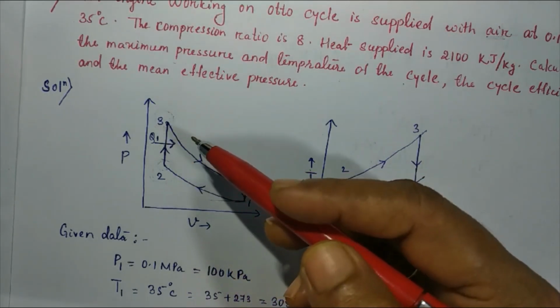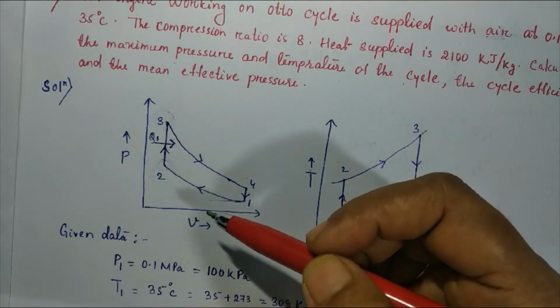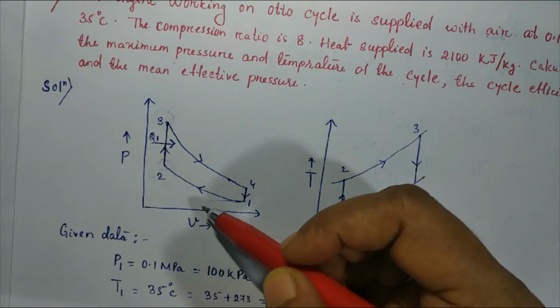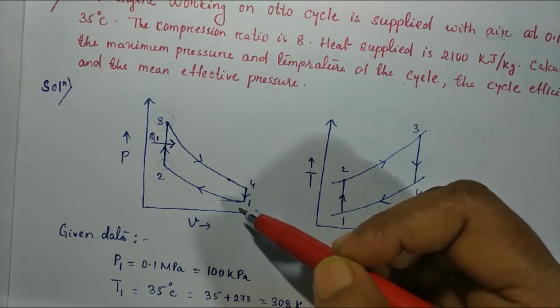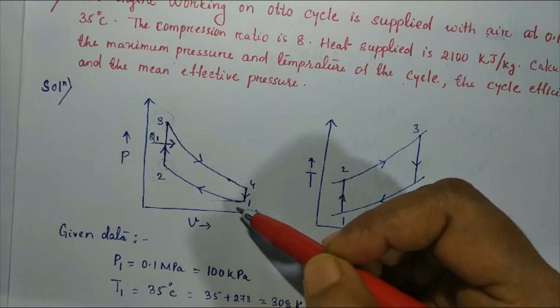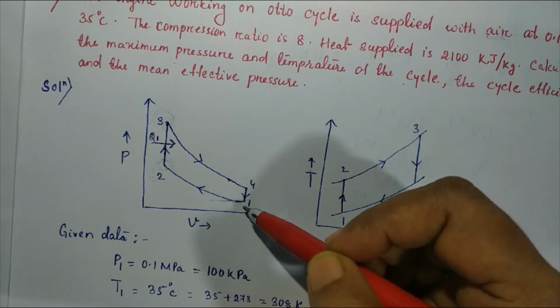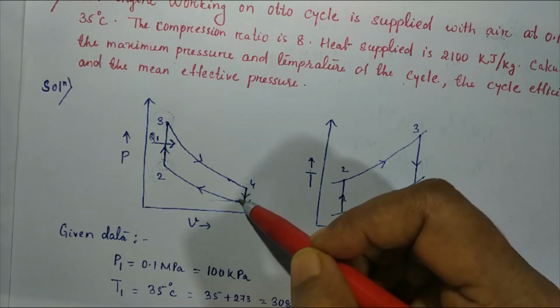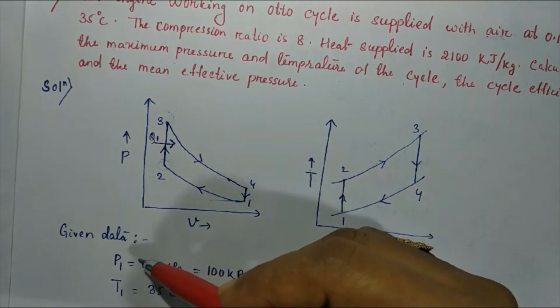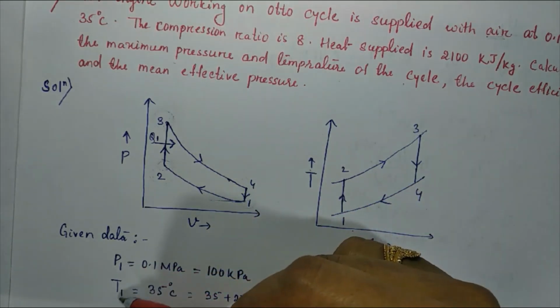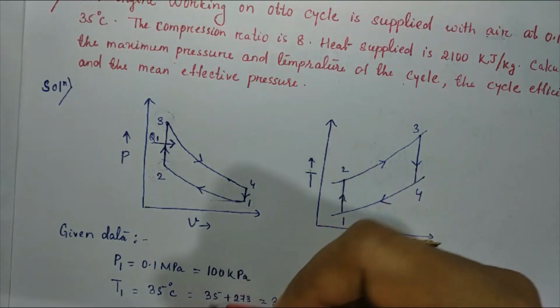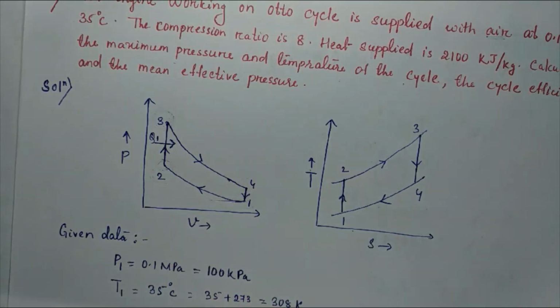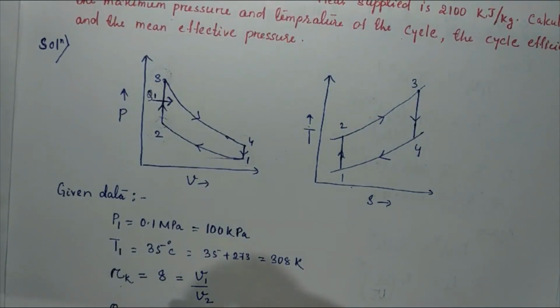So it means simply we can say that we should know the properties of individual states. The properties of state 1 is known to us, that is pressure and temperature, but volume is not known. We can find it out by using the compression ratio, that is rk equal to 8, which is V1 by V2.